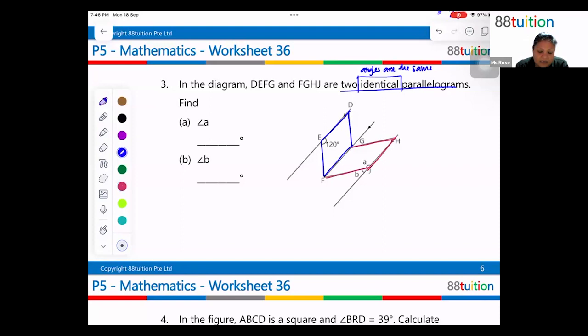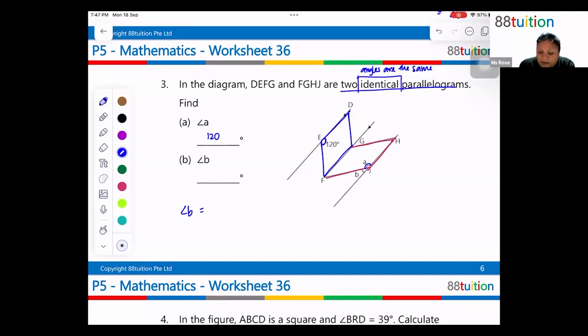So that means, since the angles are all the same, if this angle is 120, that means angle A is also 120 degrees. Okay, and angle B will be equal to how much? Can someone tell me your answer? How do I get angle B? How do you find angle B? Okay, nobody?